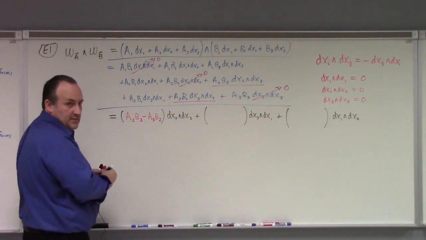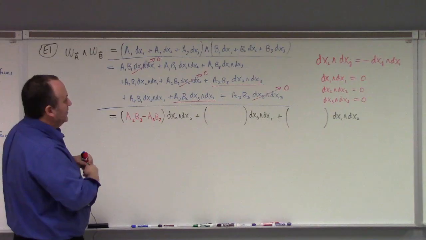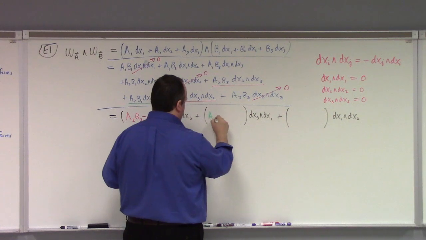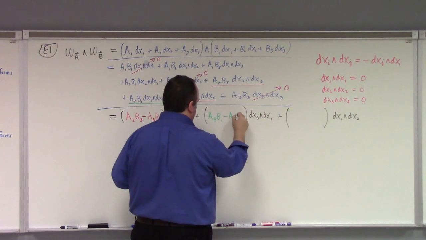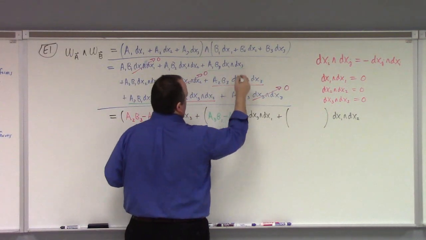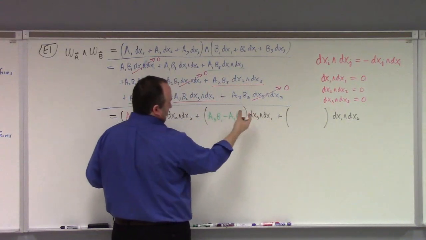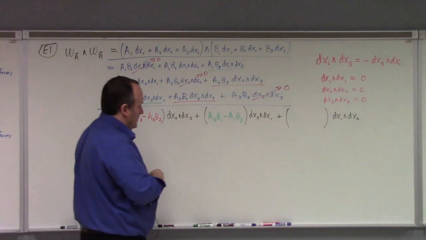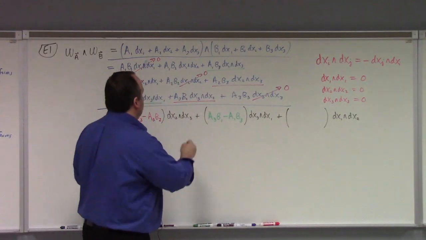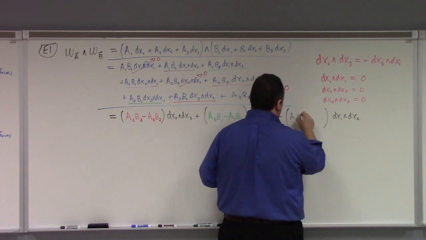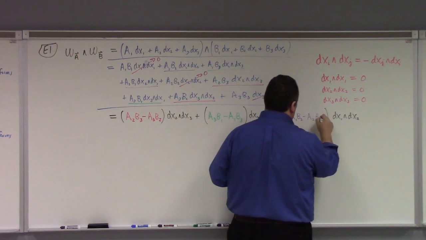And then, next up, I'm looking for 3, 1. Where's 3, 1? Here it is, right? So I get A3, B1 minus A1, B3, because the 1, 3 term had the dx1 wedge dx3. I have to turn that around, and that gives me a minus there. And then what's left is the 1, 2 terms, right? So I've got this guy and that guy, which gives me A1, B2 minus A2, B1.